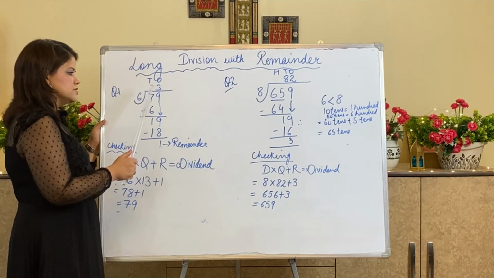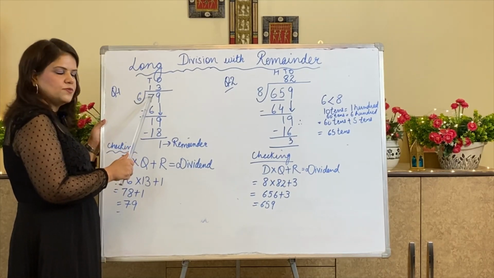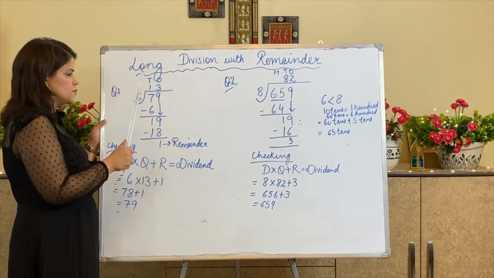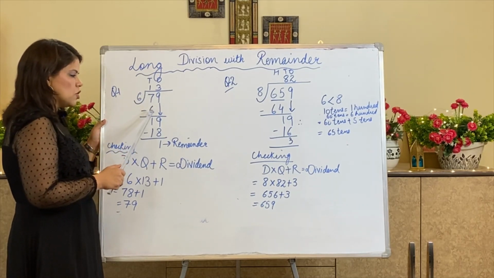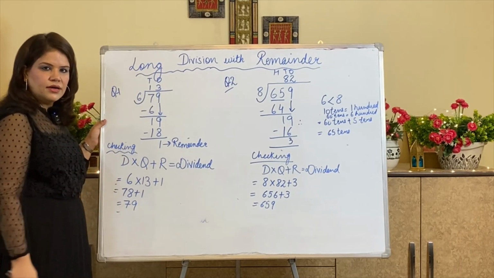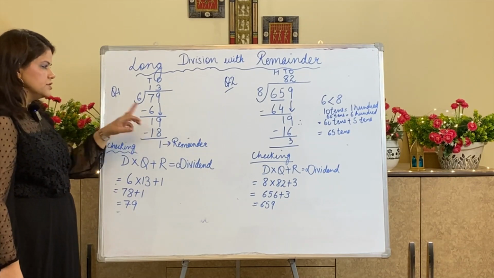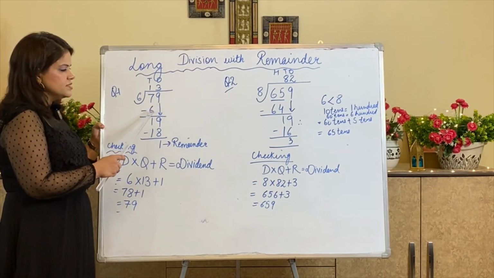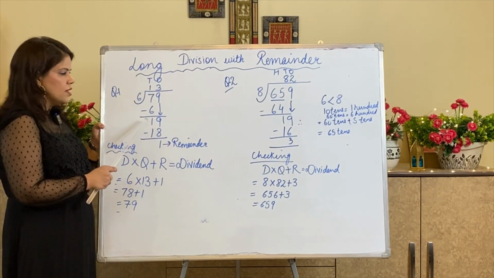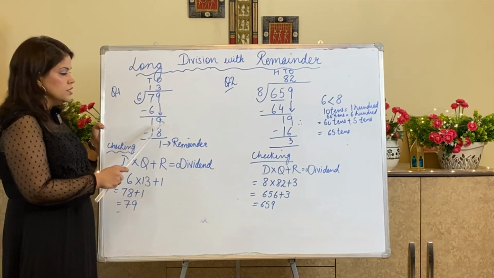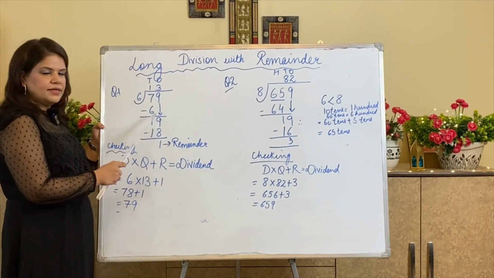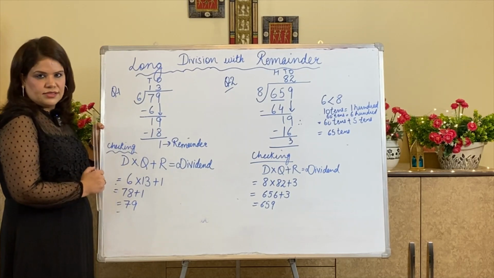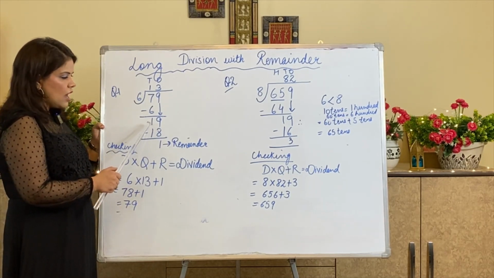So 6 ones are 6. Since it is at the tens place, my quotient will come at the tens place. Now after solving, we have to subtract the multiple from this. 7 minus 6, leftover is 1. I have brought 9 down. Now 19 is greater than the divisor 6. So I will further divide.